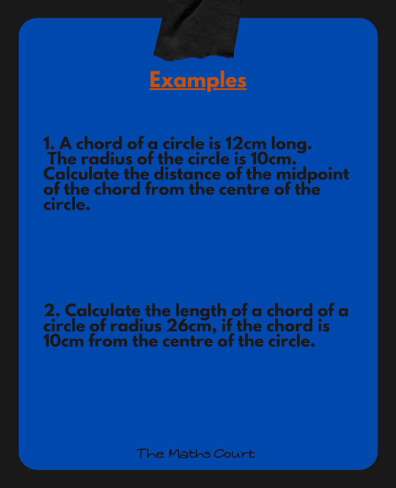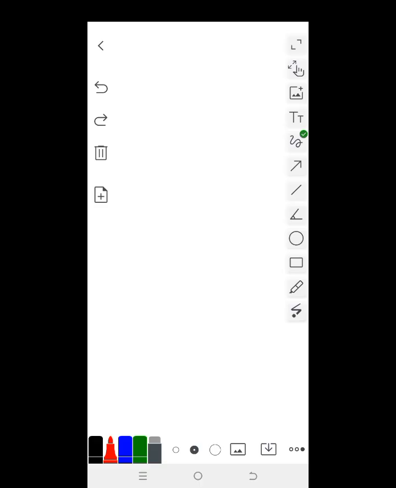So let's solve examples. The first example says: find the distance of the midpoint of the chord from the center of the circle, and calculate the length of a chord of the circle of radius 26 centimeters if the chord is 10 centimeters from the center of the circle. So we're going to be taking these questions one at a time, first and then example 2. Let's get straight into it. Listen to the question again.